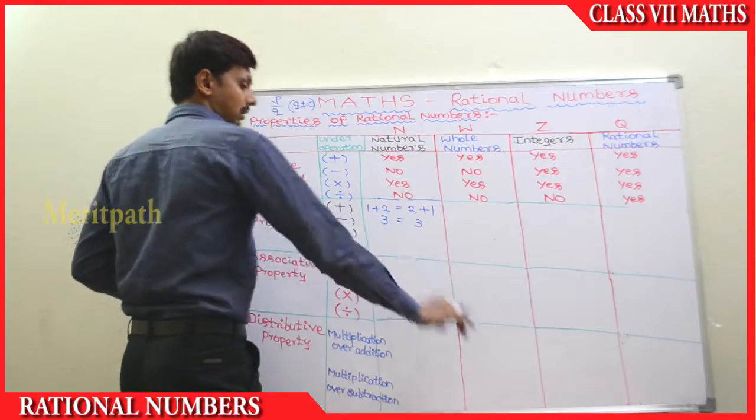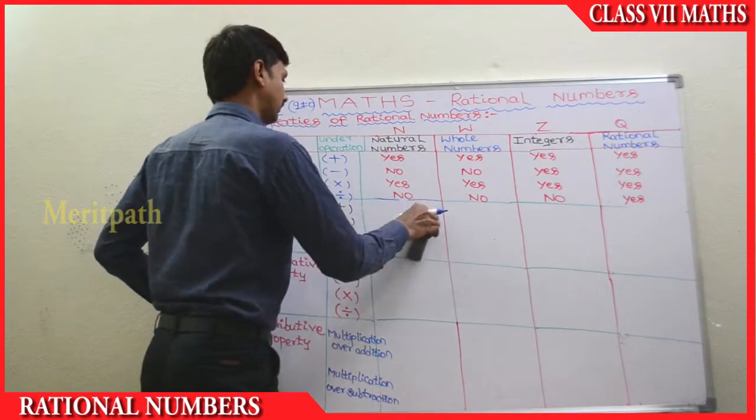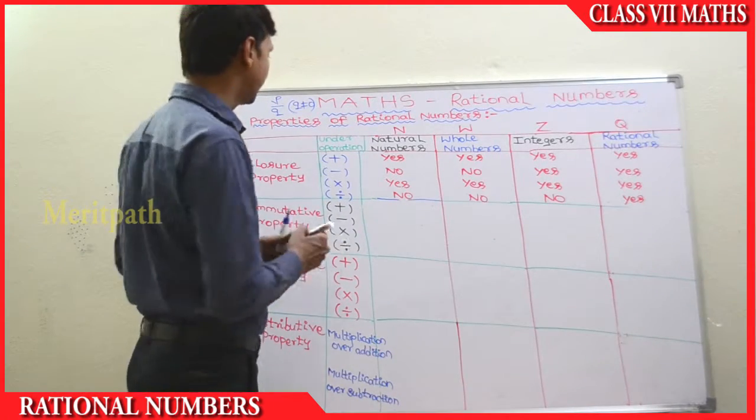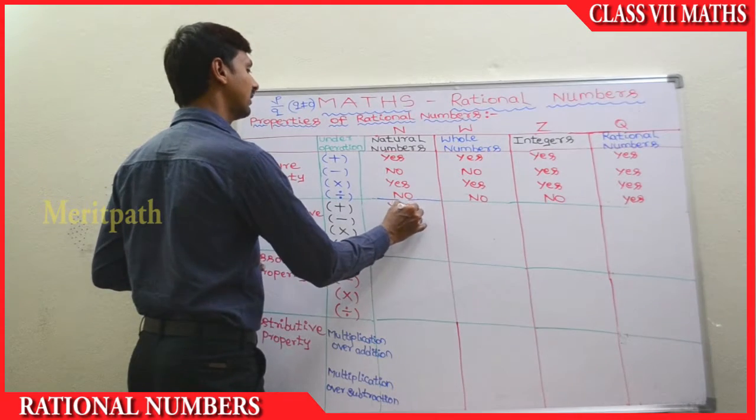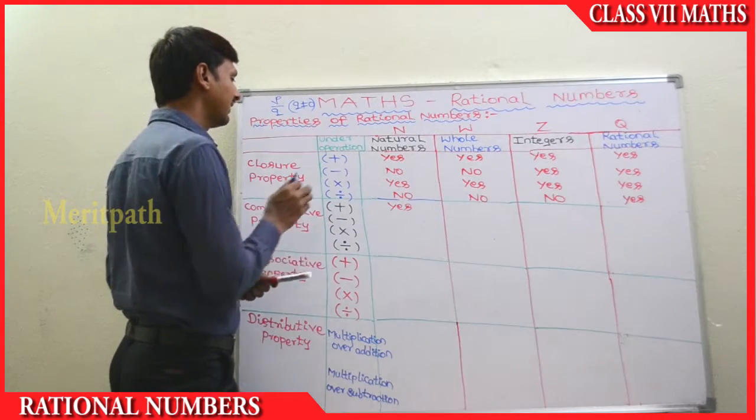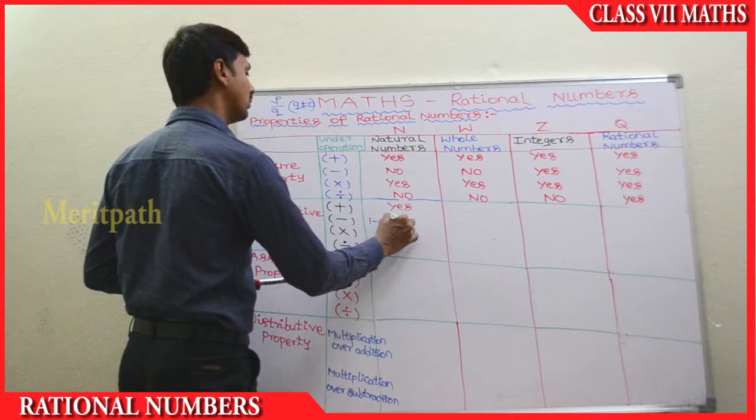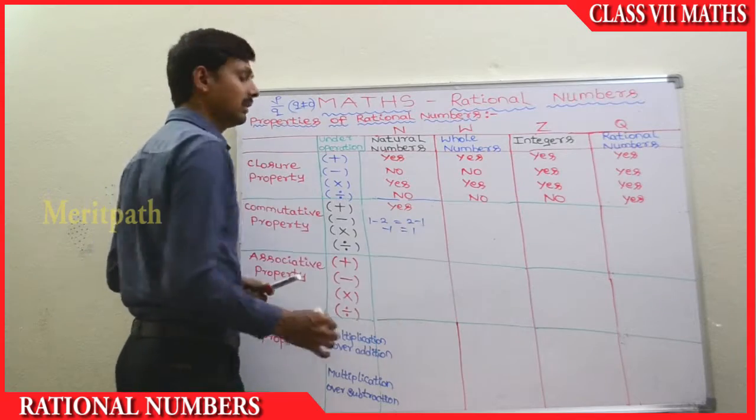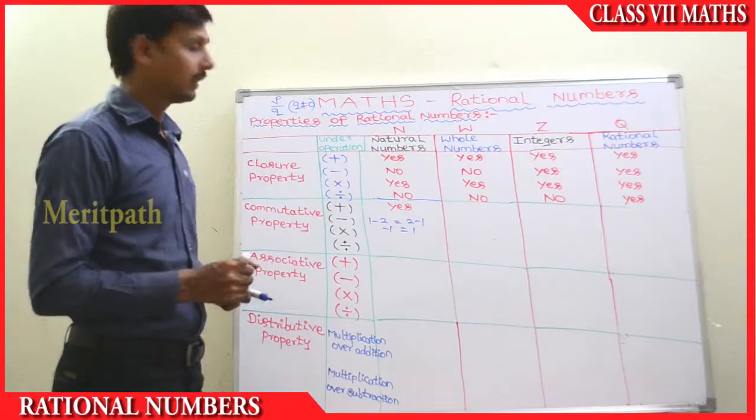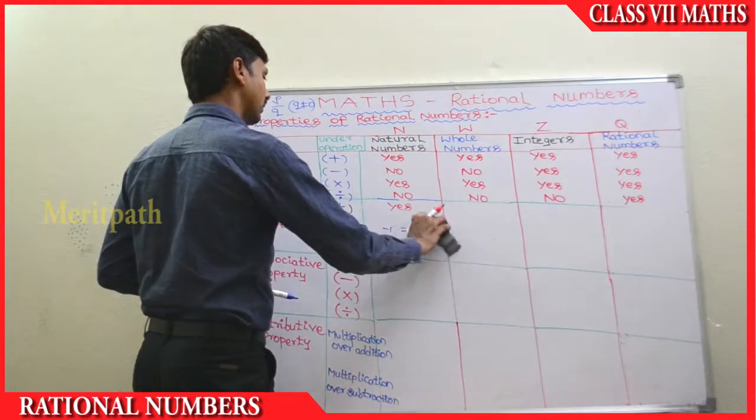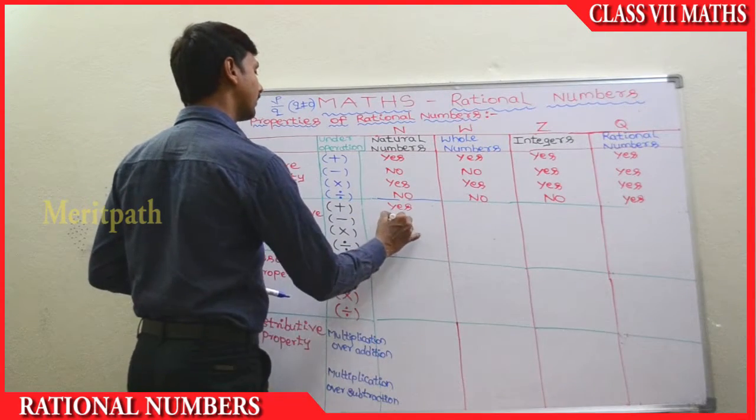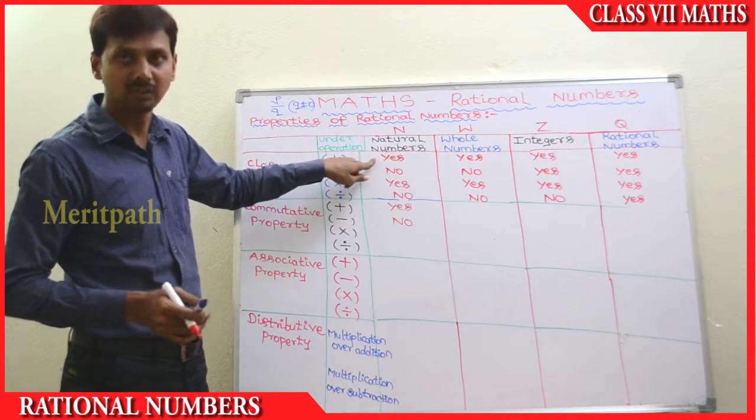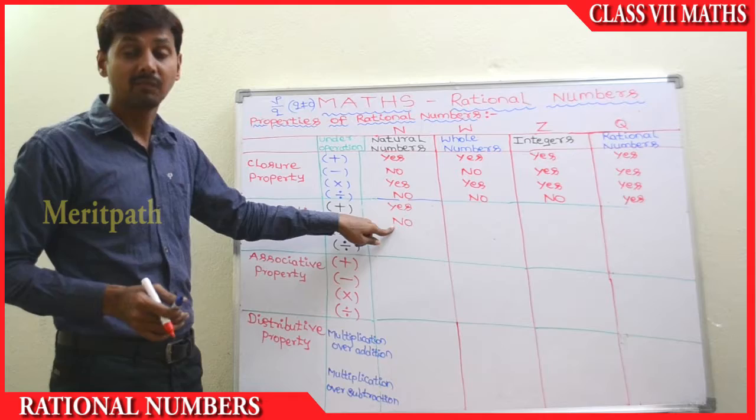So let's write for subtraction. We have to check whether this is possible. For subtraction, if we see 1 minus 2 and 2 minus 1, 1 minus 2 is minus 1, 2 minus 1 is 1. It's not possible. So we write this is no. That is what we can say, the commutative property of subtraction over natural numbers is not possible. We have written no.